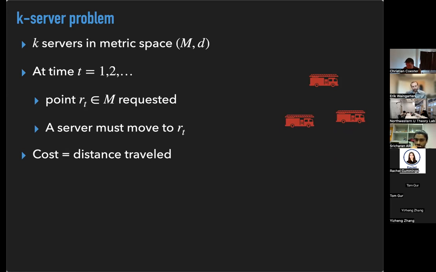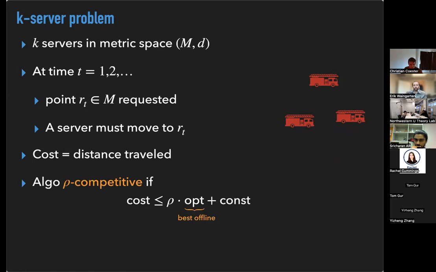Now, the problem here is that this is an online problem. That means that the algorithm has to decide which server to send to the request before knowing about the future requests. So the locations of the next requests are not known. As is usual in the area of online algorithms, to measure the quality of the algorithm, we look at the competitive ratio. We say that an algorithm is rho-competitive if the cost of the algorithm is at most rho times the optimal offline cost plus maybe some constant. This constant is anything that can depend on maybe the initial configuration and the metric space, but not on the request sequence.